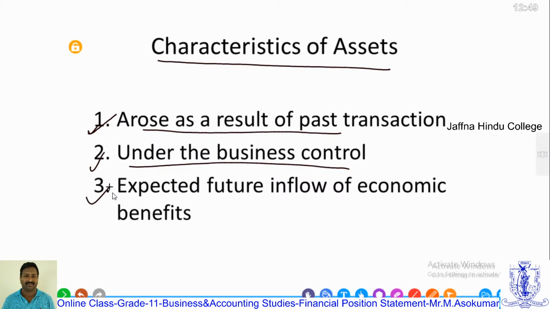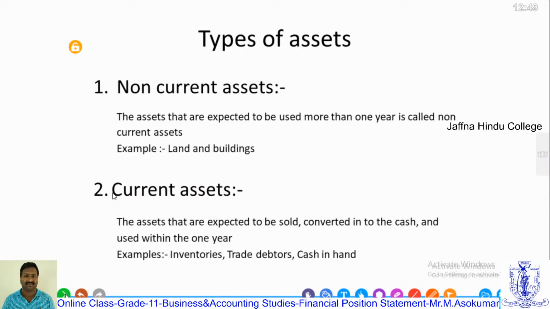These are the characteristics of assets. Third thing, type of assets. These resources under the business control, that are assets, are categorized into two categories: non-current assets and current assets.